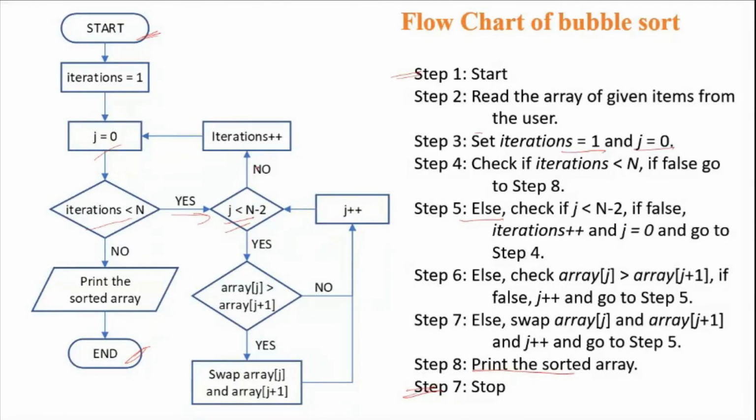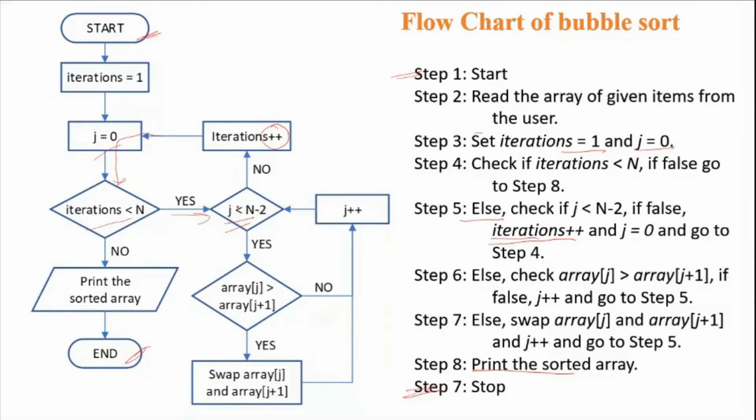If j is not less than n minus 2, in that case, if it is false, the iterations is increased by 1. This plus sign indicates that iterations is increased by 1. That is, the value 1 is added to this particular variable known as iterations. Then it comes back to this step, where we set j equal to 0, and then we check whether iterations is less than n or not.